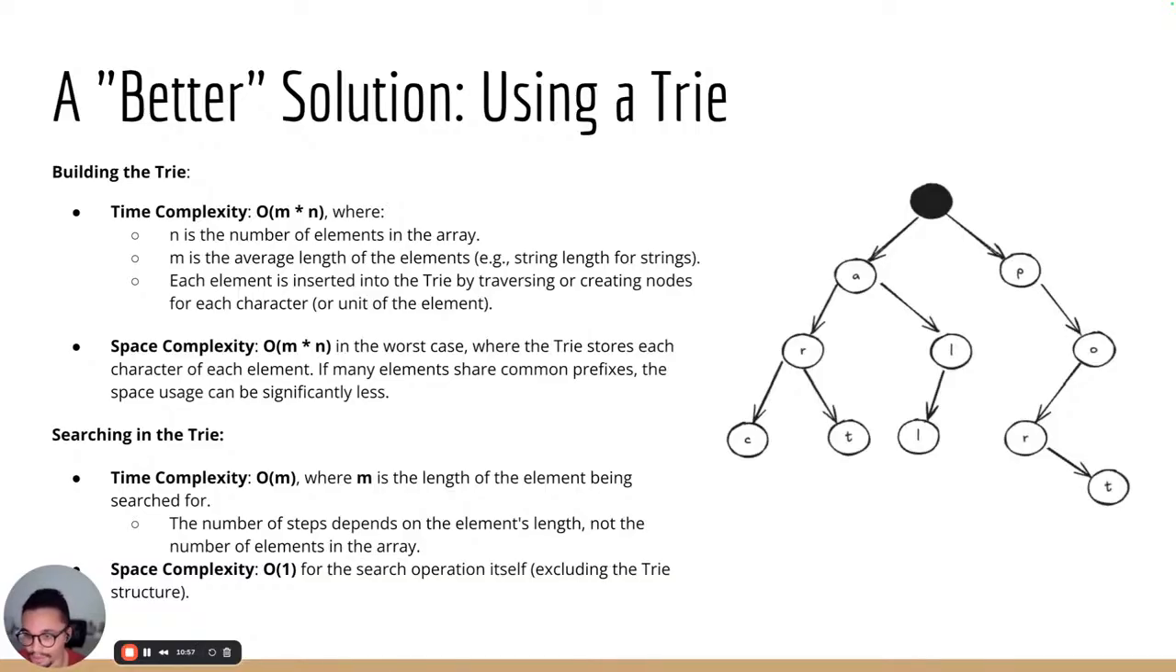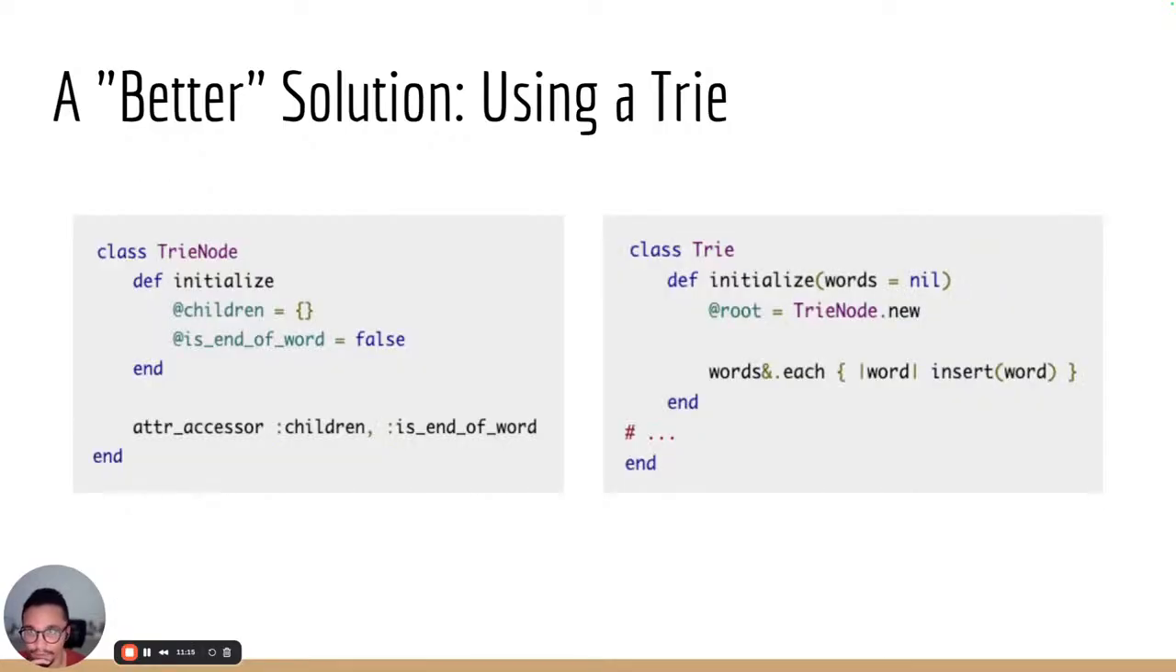Cool. And the space complexity is O(1) for the search operation itself, not including the trie structure, right? As I said before, because you are only looking at the word length, the string length. And the implementation is simple too.